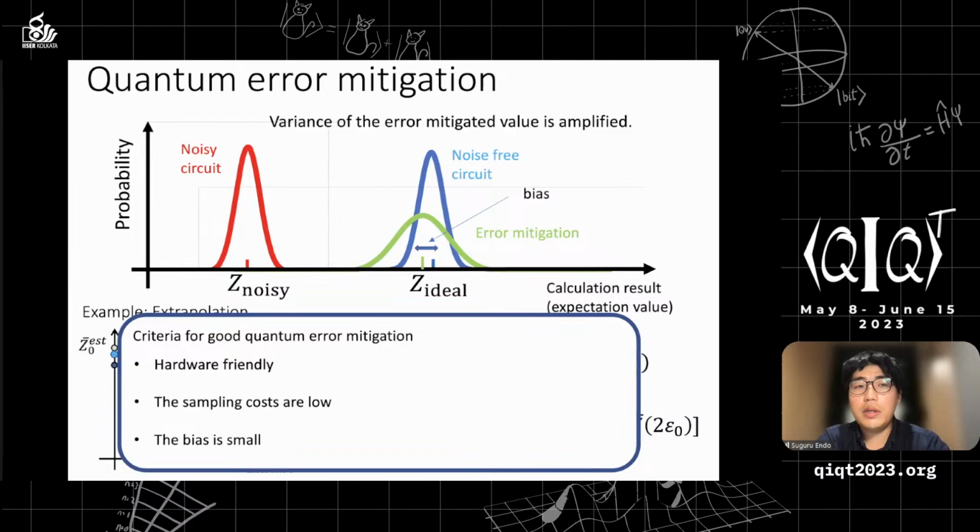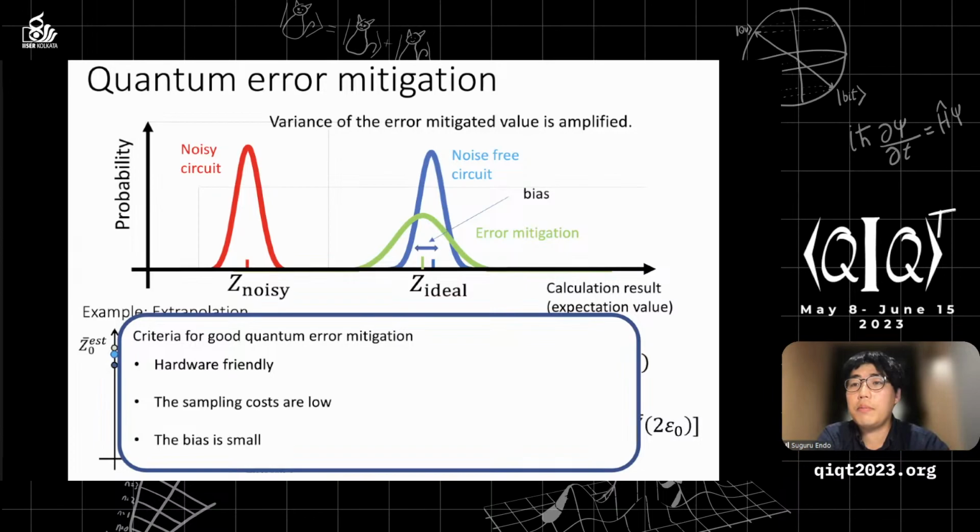Actually, the sampling overhead is different from method to method. For example, the sampling cost of extrapolation and other methods like probabilistic error cancellation are different, so we have to consider the sampling costs. And also the bias. The bias is the difference between the error mitigated value and the noise-free value, and the bias should be small. We can also consider other conditions, like whether we should use the information of the noise or not.